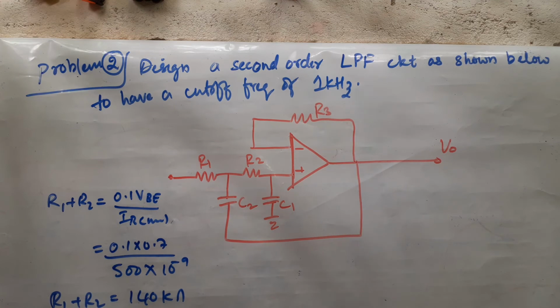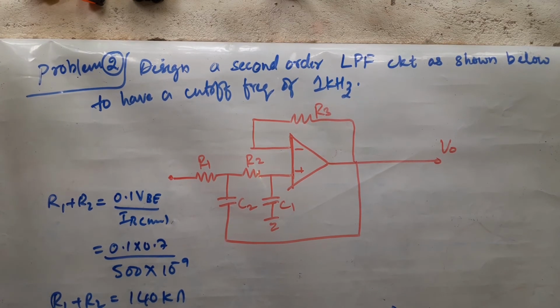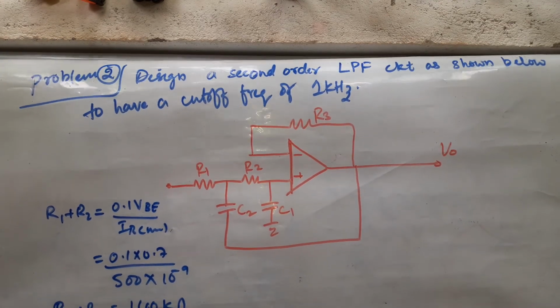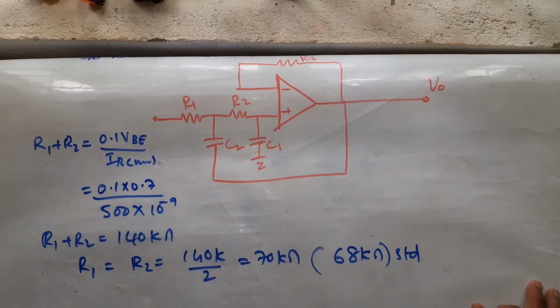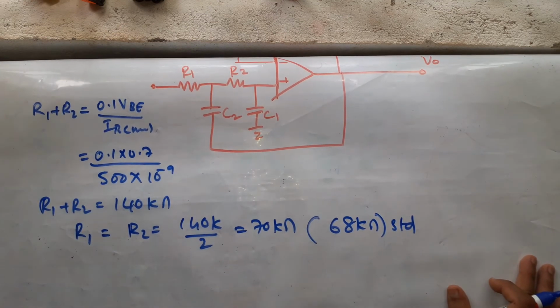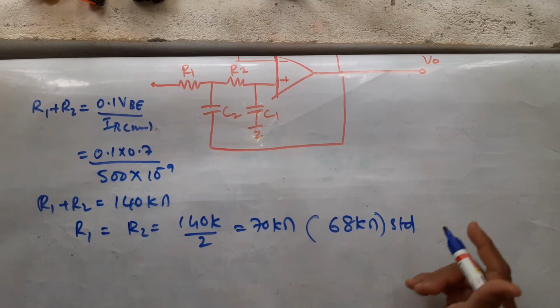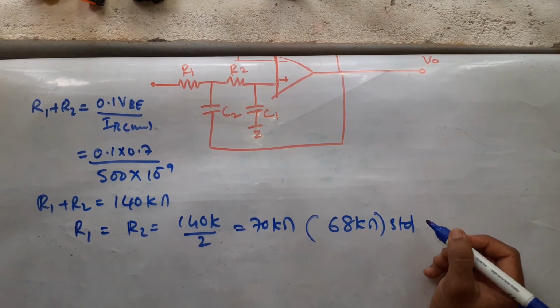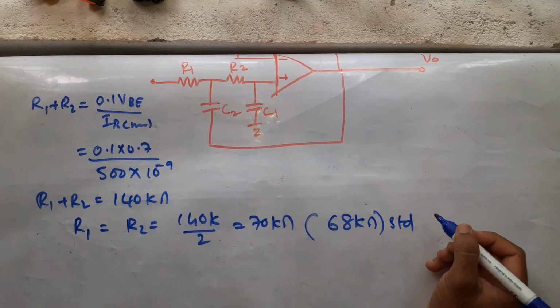So standard is 68 kilo ohms, because 70 is not available, 68K is available. Once again, let me remind you that a list of standard values for capacitance, inductance, resistance will be provided to you for your reference. Where it is available, let me tell you, in your David Bell textbook, Operational Amplifier, at the last few pages is provided with the standard values for capacitance, inductance and resistance.